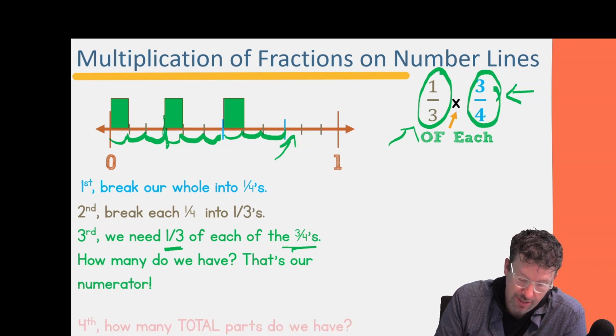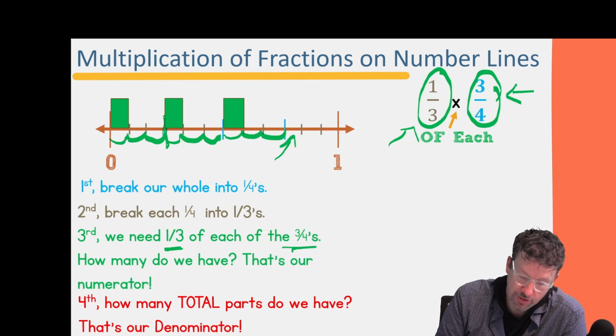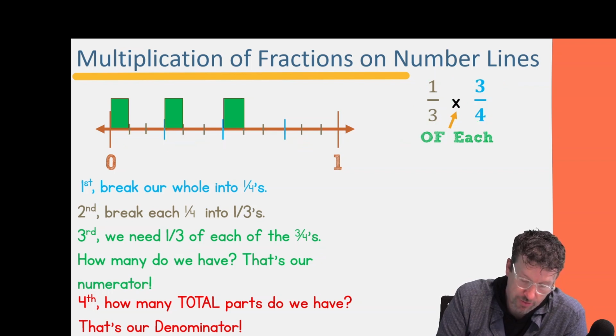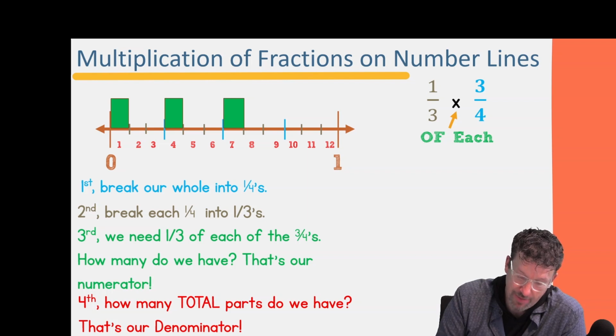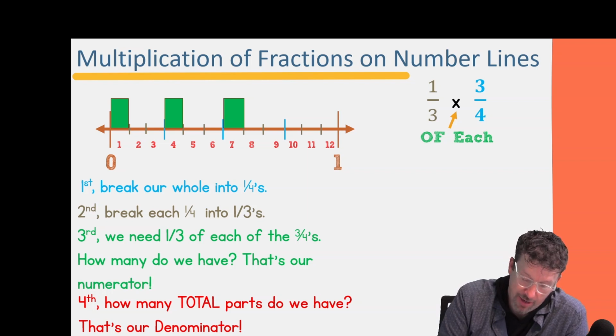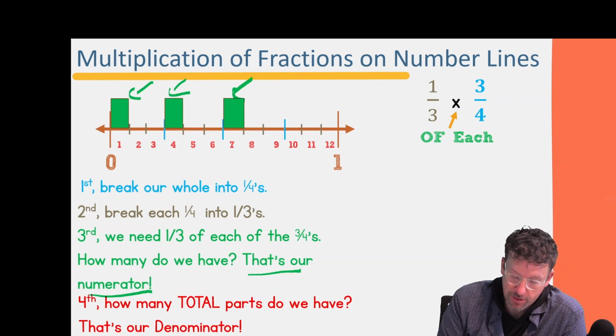So then once you do that, you figure out, how many total parts do we have? All right, let me erase my writing so it doesn't mess with it. How many total parts do we have? Okay, we have 12. That's our denominator. And our numerator is how many of these did we bring down on our number line. We brought down 3. So our fraction is 3/12.